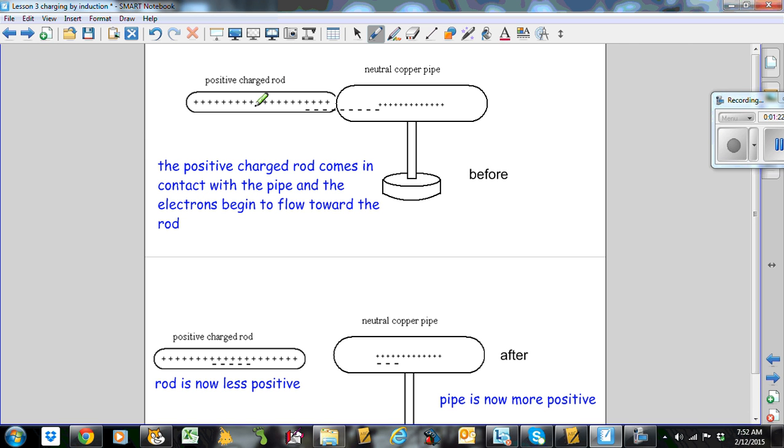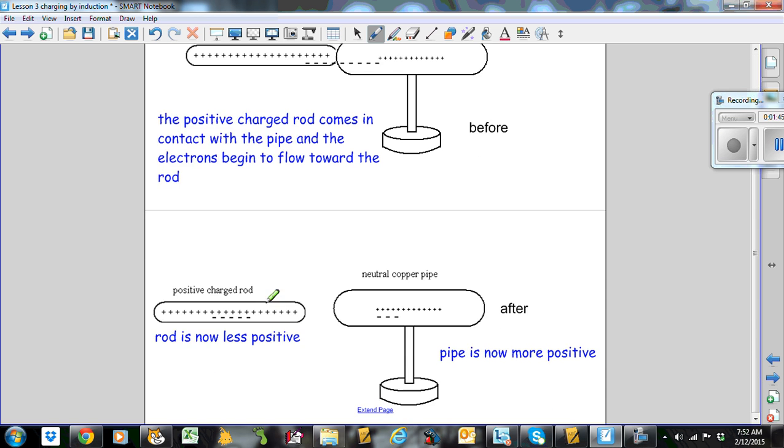When the positive charged rod touches the neutral copper pipe, the electrons begin to flow toward the rod. Because there's an excess of positive charge over here, they are attracted to that, and the negative charges on the neutral copper pipe tend to move towards this end of the positive charged rod. Once you remove the rod, you see there's a separation here. These negative electrons will stay with the positively charged rod, which means there are fewer electrons over here, which means that the pipe is now more positive.